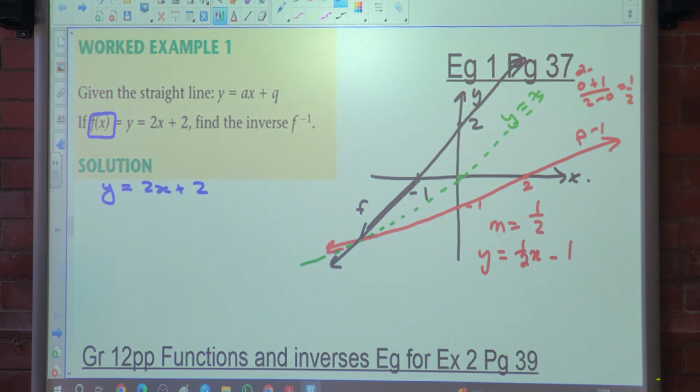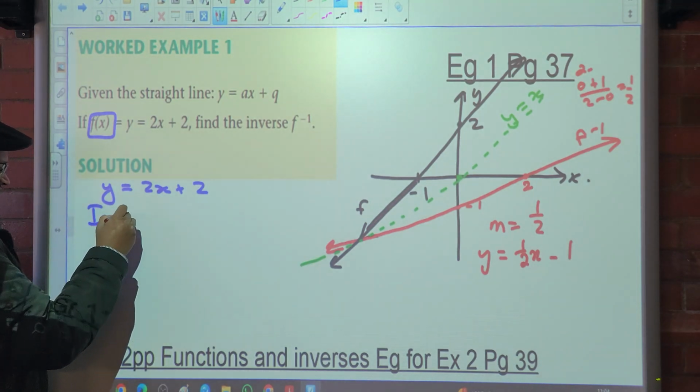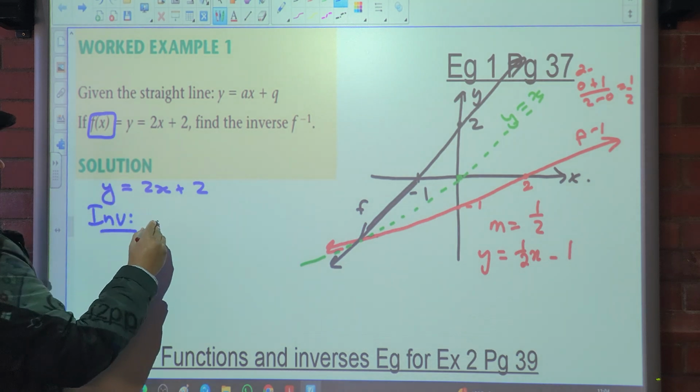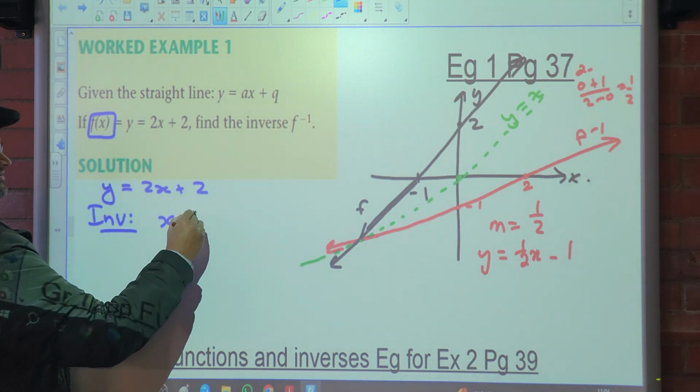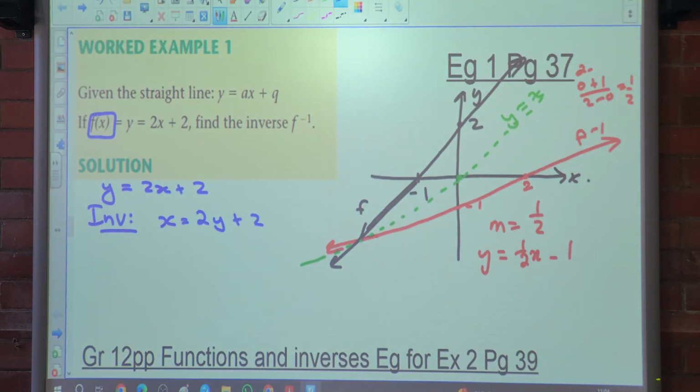Okay. So what do we now say for the inverse function? We swap x and y around. So what will this now read? x is equal to 2y plus 2. What's the next step? Solve for y in terms of x, so make y the subject of the formula.